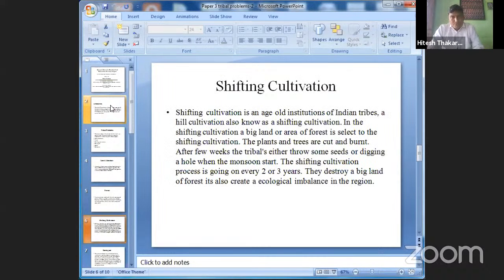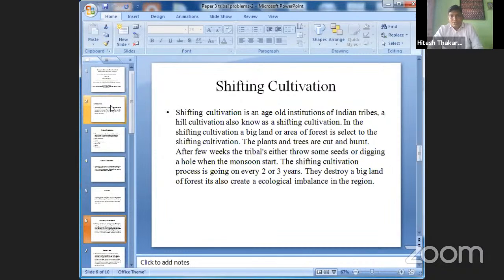Shifting cultivation. In the last 4 to 5 years, we have read and seen the shifting cultivation problem in hill areas like Assam, Meghalaya, Kerala, in these states. Shifting cultivation is an age-old institution of Indian tribes. Hill cultivation is also known as shifting cultivation. In shifting cultivation, a big area of forest is selected.